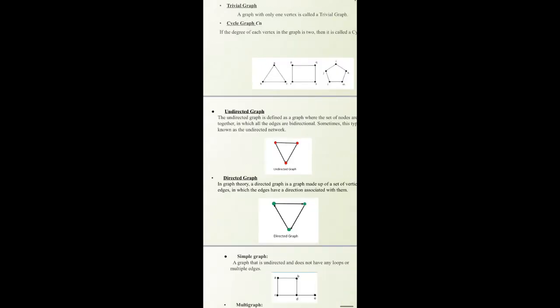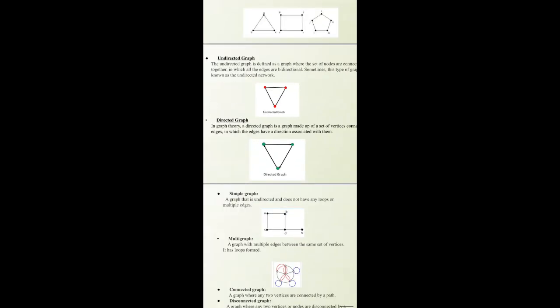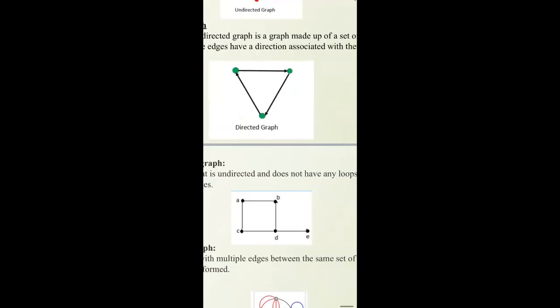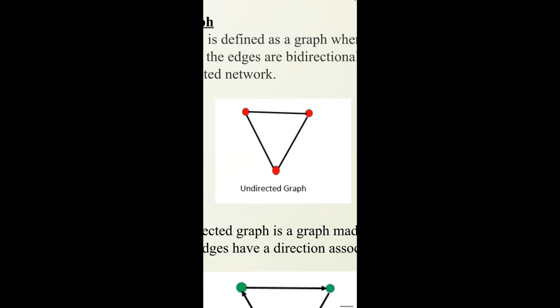Okay. Undirected graph, where we cannot see where the edges go. In other words, we cannot see the direction of the graph. This is an undirected graph, and this is a directed graph, where we can see arrows.